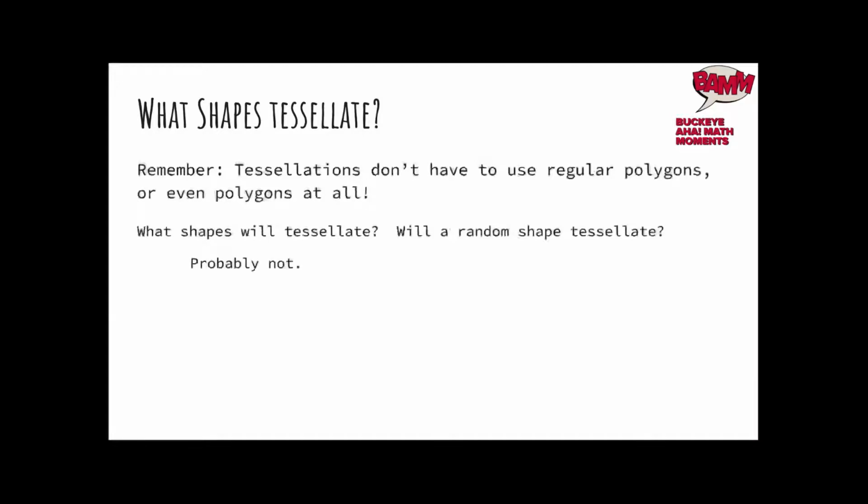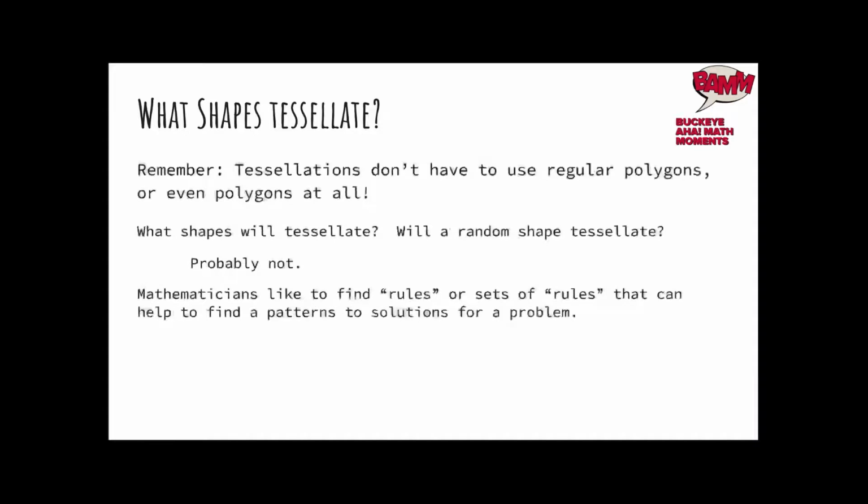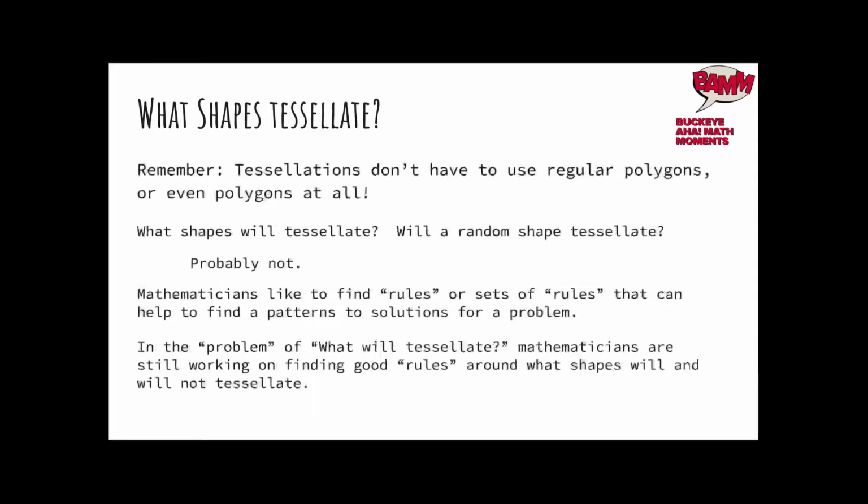Probably not. But we mathematicians like to find rules or sets of rules that can help us find patterns to solutions for a problem. In the problem of what will tessellate, mathematicians are actually still working on finding good rules around what shapes will and will not tessellate. But one such rule that has been found is called the translation criterion.